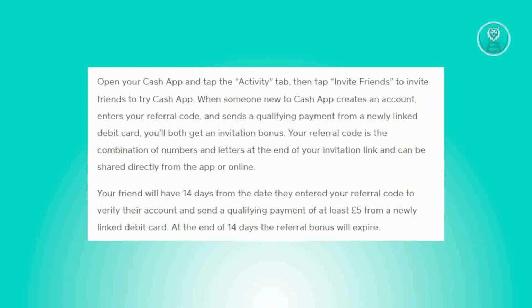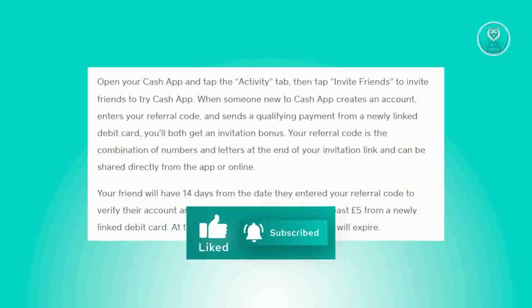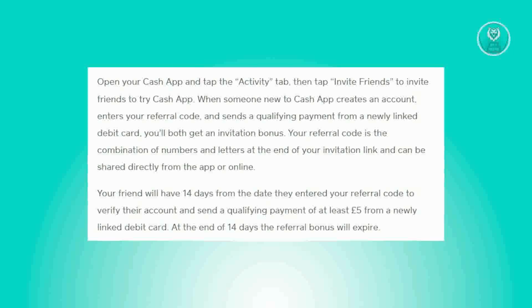Now, your referral code is a unique combination of numbers and letters located at the conclusion of your invitation link. It can be shared directly from the app or online. Your friends must verify their accounts and make a qualifying payment of at least £5 from a newly linked debit card within 14 days of entering your referral code. The referral bonus expires at the conclusion of the 14-day period.